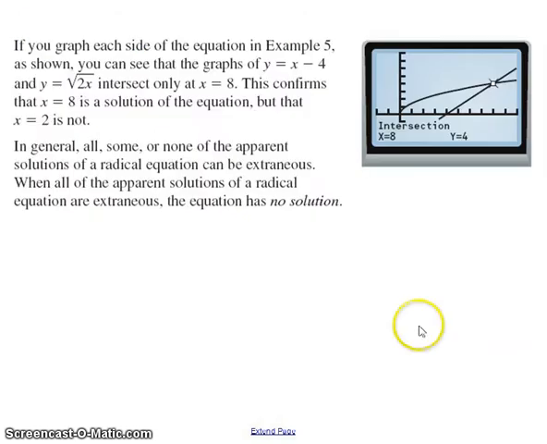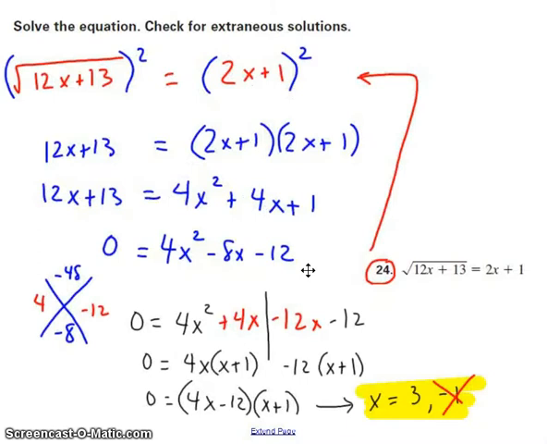You can always check your work, I talked about this also in class, by putting it into the graphing calculator. Let's go back to the previous example. I was given the square root of 12x plus 13 is equal to 2x plus 1. But I can make it two separate equations. I can make it y equals this thing, and by the way, if you don't know how to plug this in, try plugging it in as parentheses around it, 12x plus 13 raised to the 1/2 power.